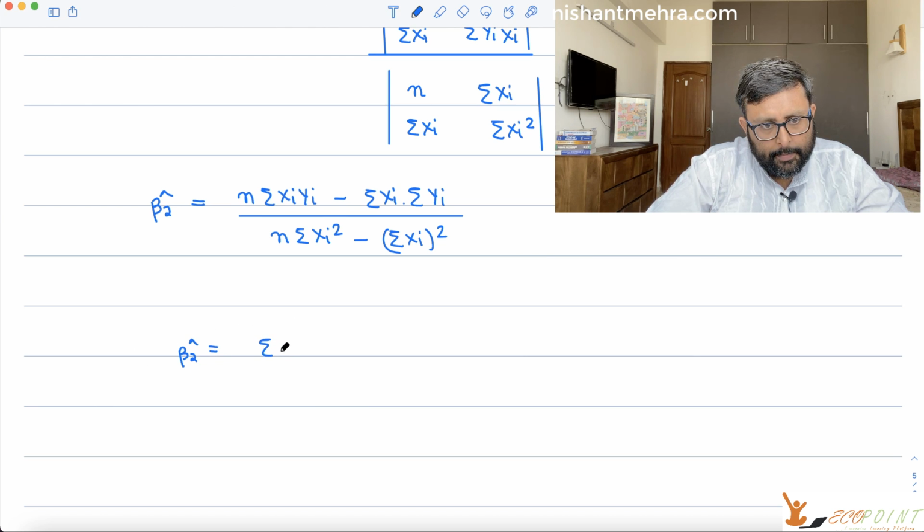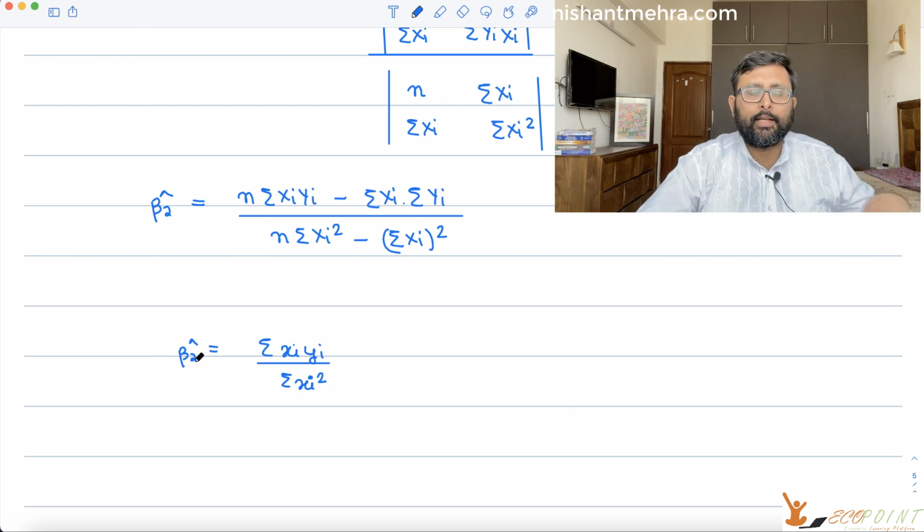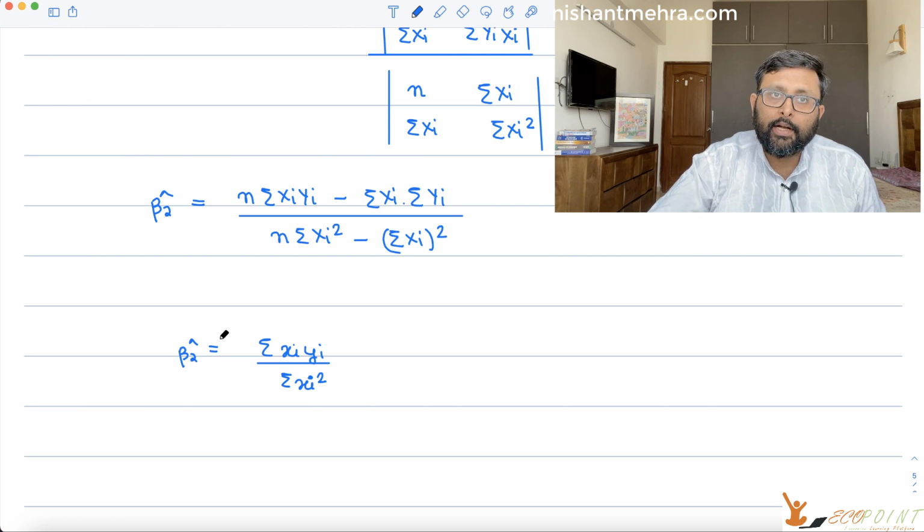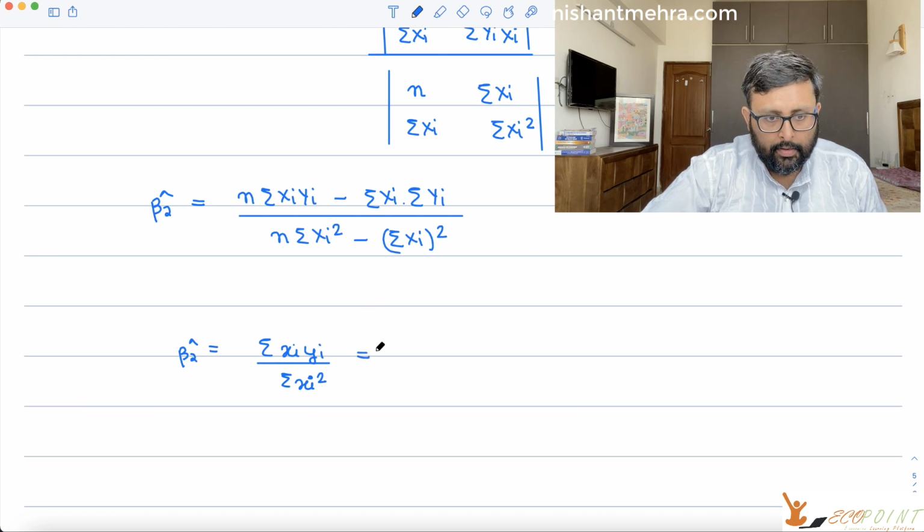Beta 2 hat equals summation of small xi yi upon summation of small xi square. Now, what is a small xi? These small xi's are deviations of xi from its mean, and small yi is the deviation of yi from its mean.